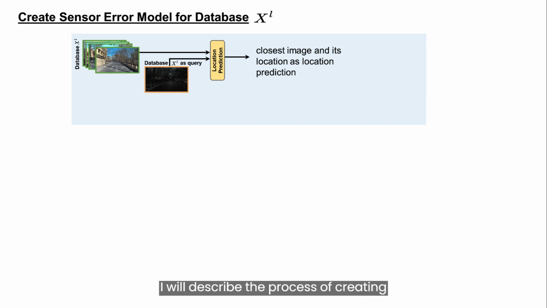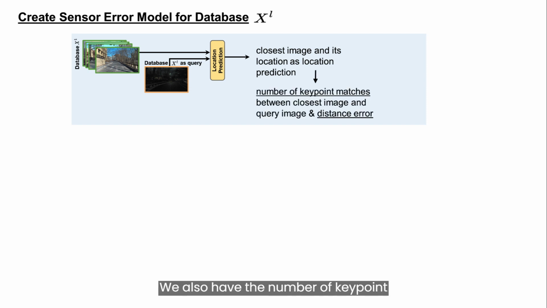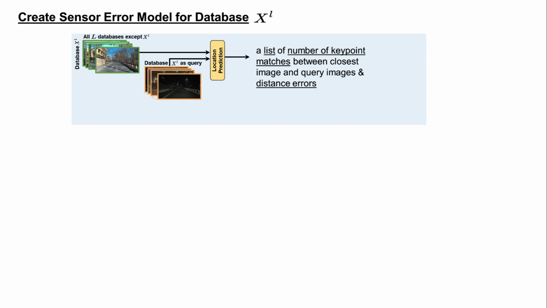I will describe the process of creating a sensor error model for one database. We take an image from the database as a query and use another database as the library to search from. We perform the location prediction pipeline and get the closest image and the corresponding location prediction. We also have the number of key point matches between the query and closest image, and we can evaluate the distance error. We repeat these steps using every single image of the database and get a list of numbers of key point matches and distance errors.